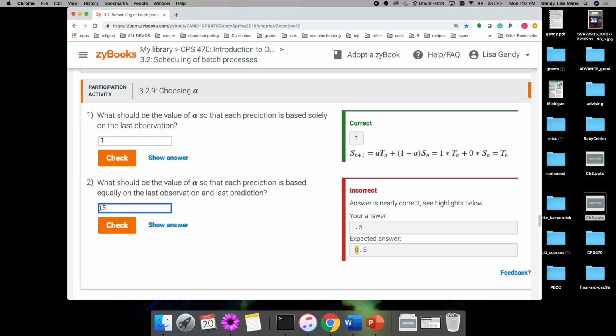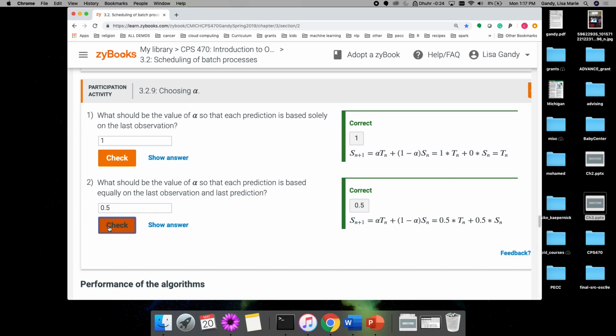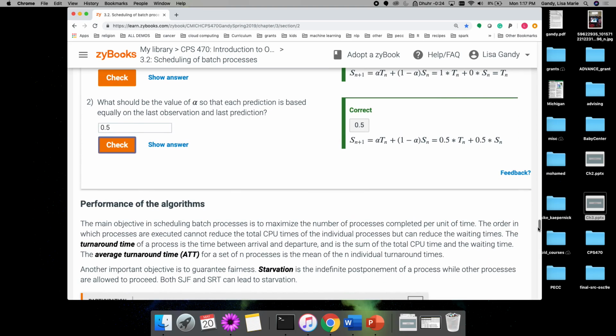Oh, come on, computer system. They could do better than that. Okay. There we go. Does that make sense? I know what's going on.